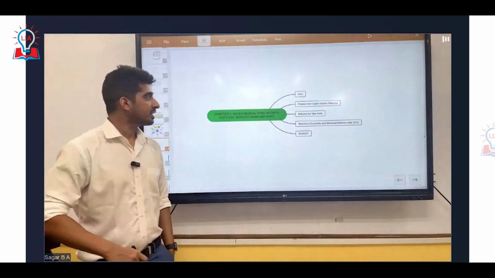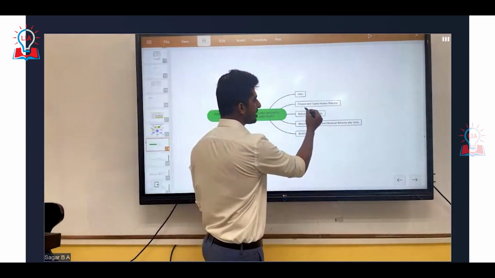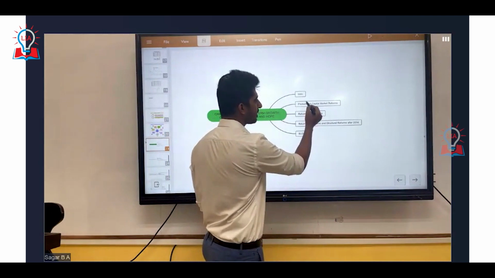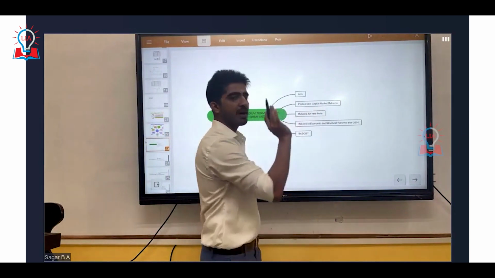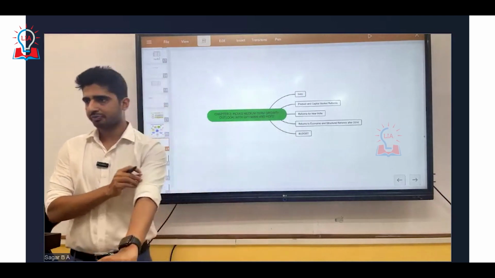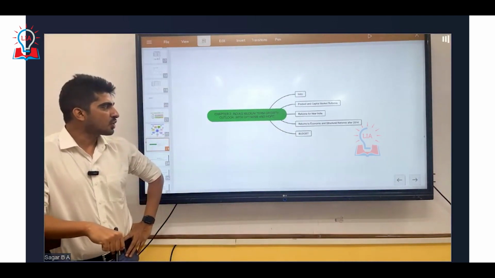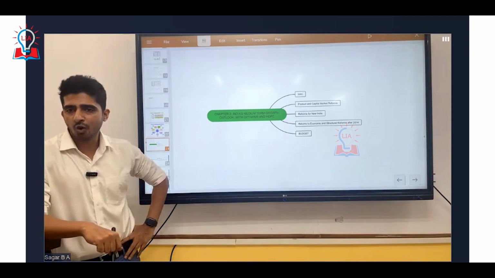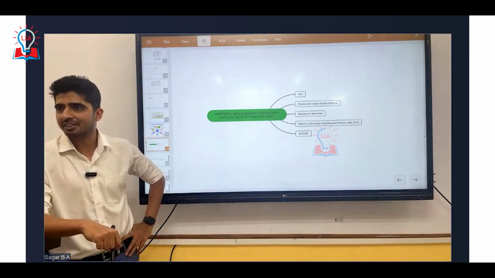We will cover till this part. What part? Intro and product and capital market. That's all we will cover. The rest of it we will leave it for tomorrow. So India's medium-term growth outlook with optimism and hope. This is the second chapter.